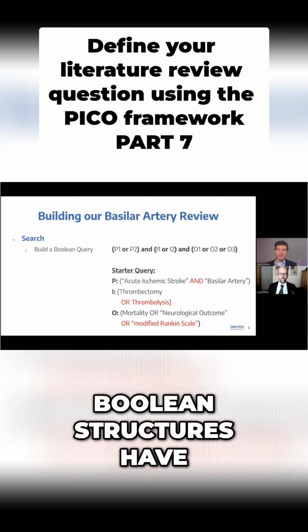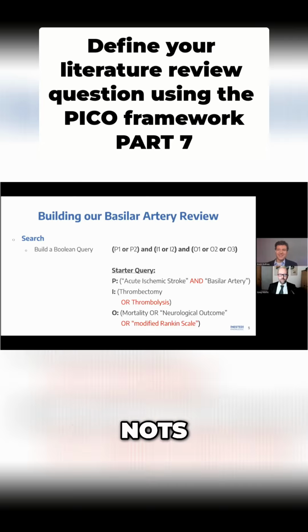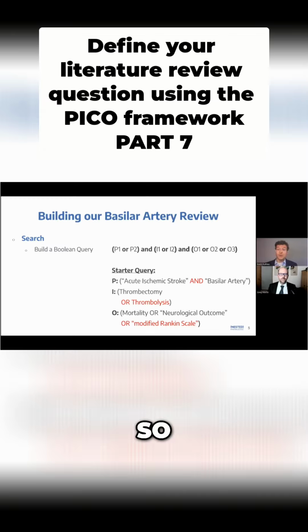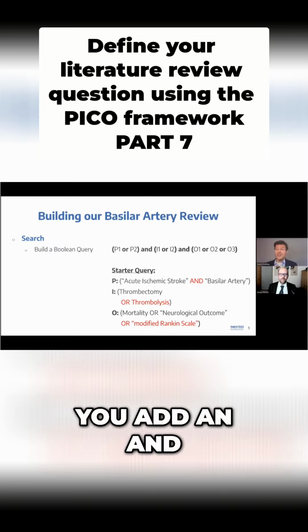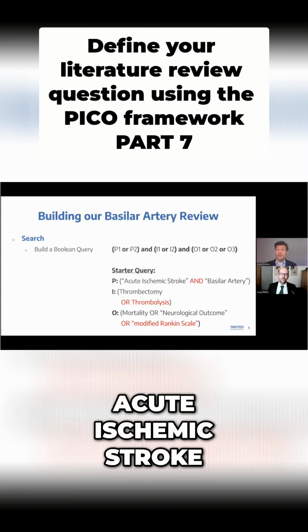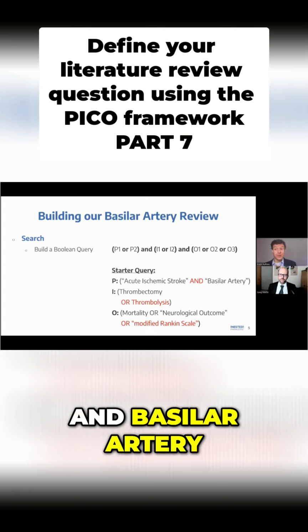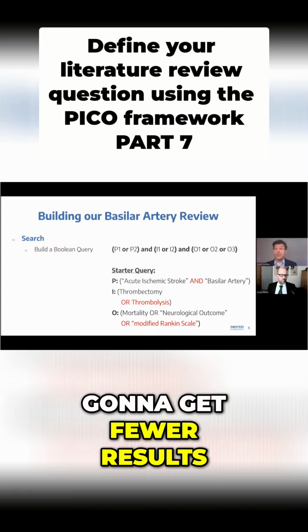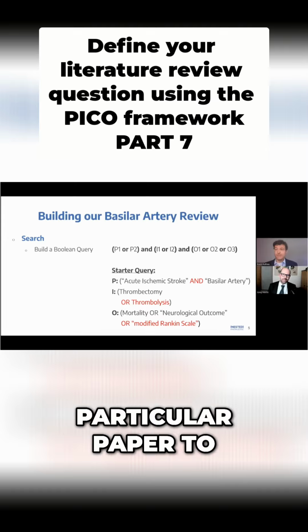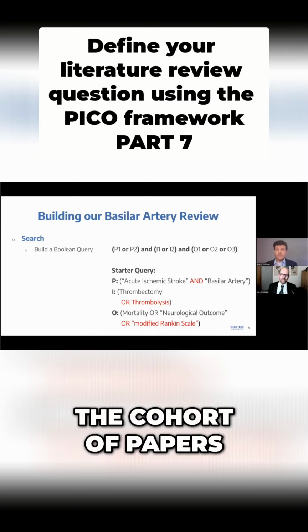I said that Boolean structures have ANDs and ORs and NOTs. You use those to expand or contract your query. So you can probably see that if you add an AND to a phrase, then that's going to be more constricting, right? So if I have acute ischemic stroke and I add AND basilar artery, that means I'm going to get fewer results. Both criteria have to be met in order for that particular paper to be accepted in the cohort of papers that you're going to find.